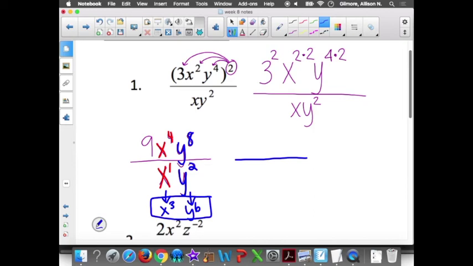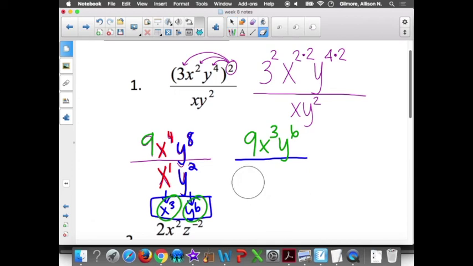So for our numerator, we have 9, we have x to the 3rd, and we have y to the 6th. We have nothing left in our denominator, so we're going to erase our fraction bar. It's no longer a fraction. And this is our answer. 9x to the 3rd, y to the 6th.